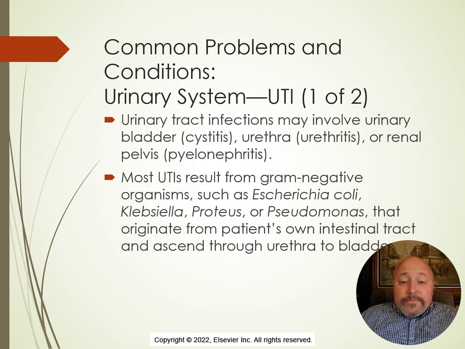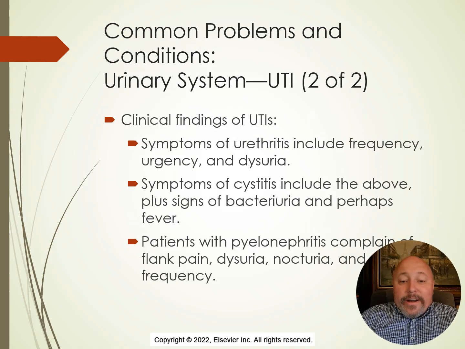UTI, urinary tract infections. These may involve everything from the bladder, in the case of cystitis, the urethra in urethritis, or the renal pelvis itself. Most UTIs result from a gram-negative organism, such as E. coli, Klebsiella, or Pseudomonas, that originate from the patient's own intestinal tract. Looking at clinical findings of UTIs, the symptoms of urethritis include frequency, urgency, or dysuria. The symptoms of cystitis include the above, plus signs of bacteria and perhaps fever.